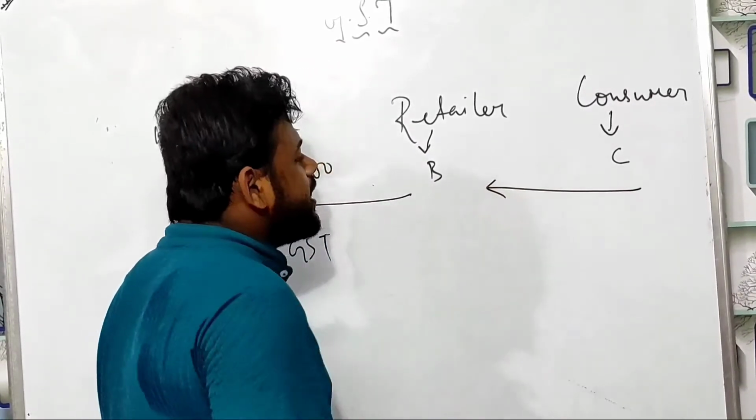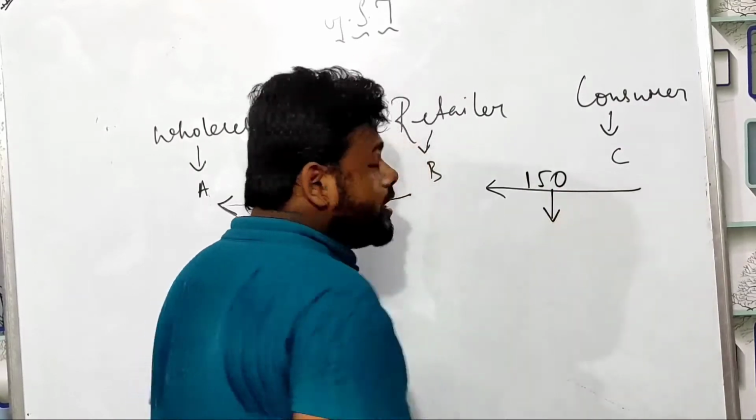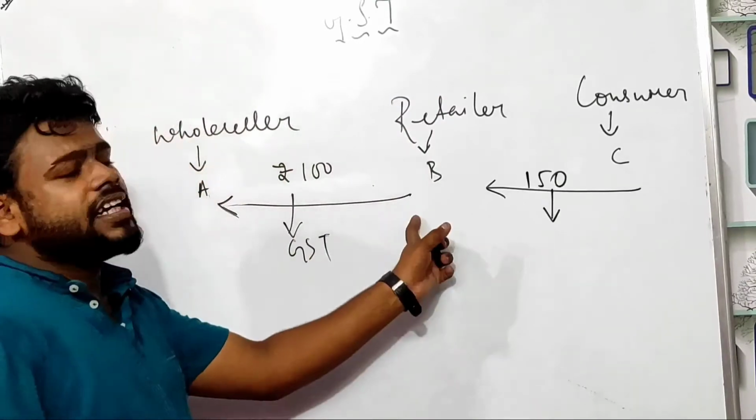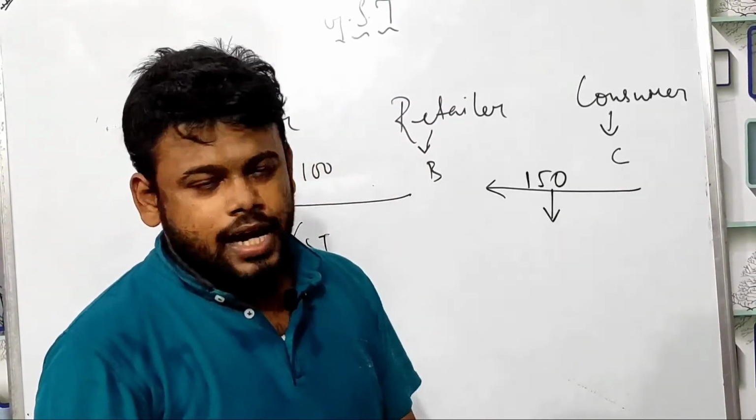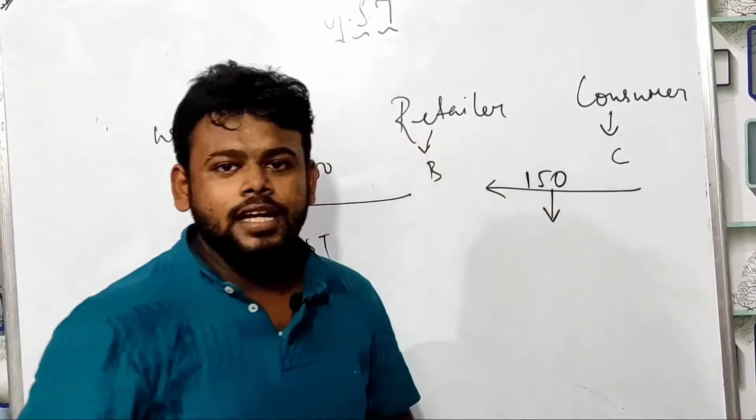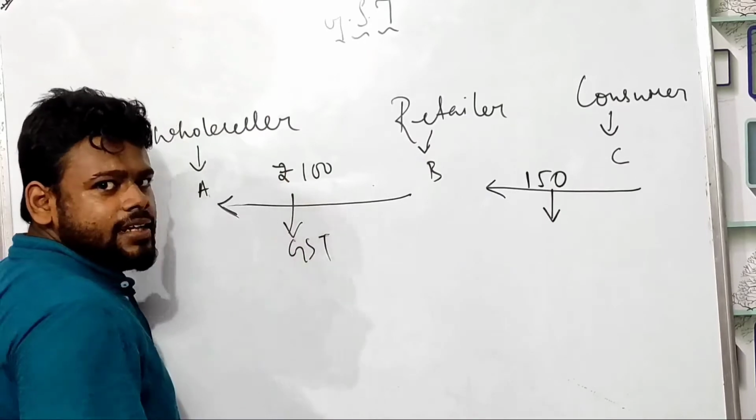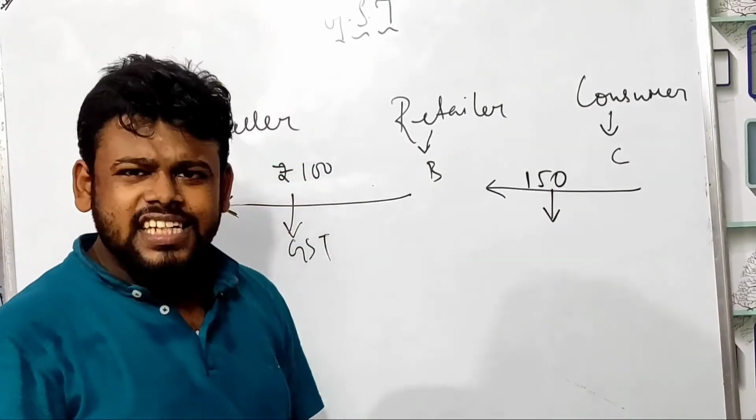And C has given rupees 150. Very important logic I am talking about. Just understand. If you don't understand, it will come at the end. Just wait. And C is giving rupees 150 GST to B, because C will buy something from B. And here the 100 rupees was there. B has given 100 rupees to A, which is a GST.